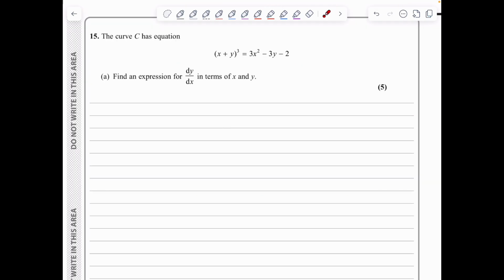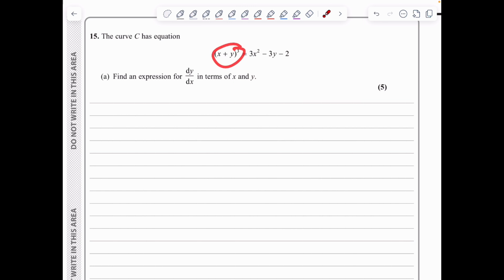In question 15, we're given the equation for curve C, and we're asked to find an expression for dy/dx in terms of x and y. Now I'll be using implicit differentiation here, which means I differentiate from left to right. We apply all rules of differentiation as usual. If we happen to be differentiating a term in y, we put the dy/dx term as well.